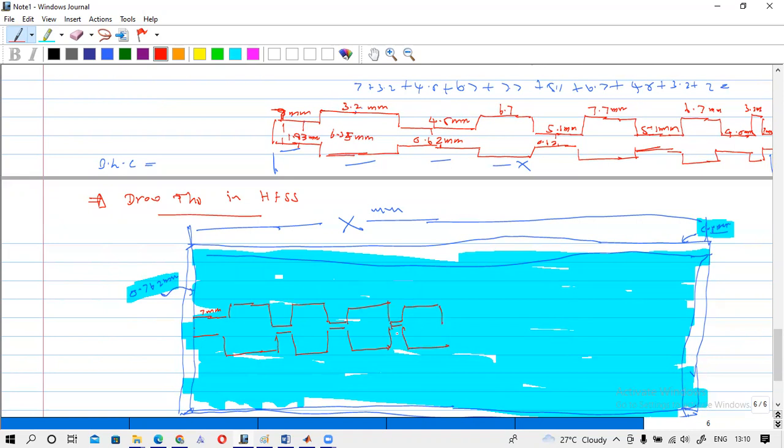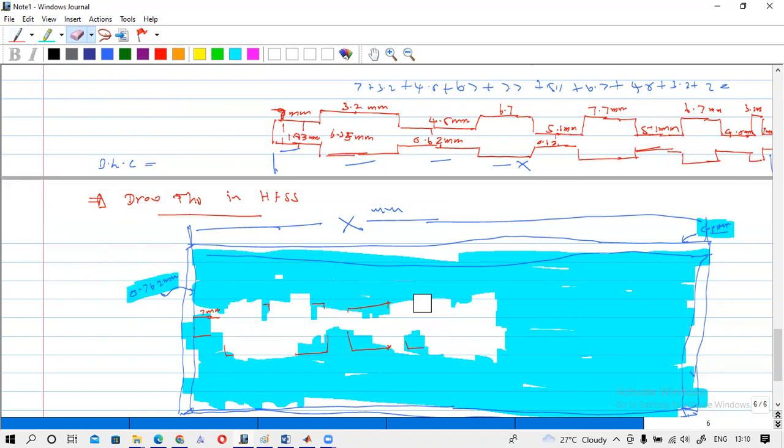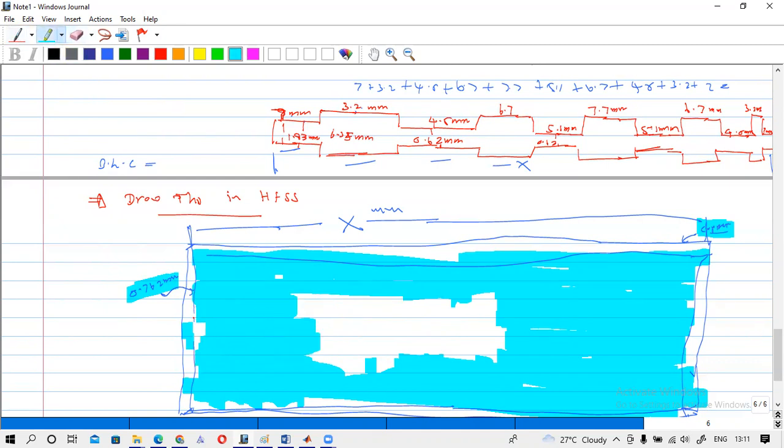Next capacitor. Rectangle 1, 2, 3, 4. And this is your next capacitor. So you can draw this somewhat. I'm not good at drawing.